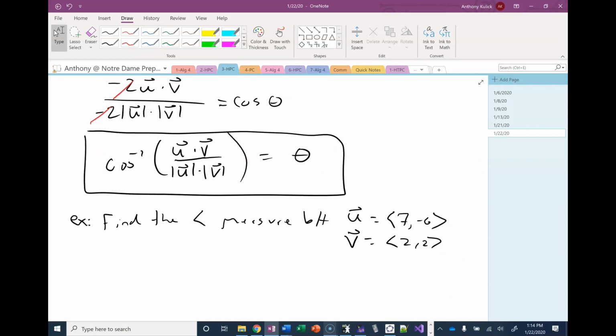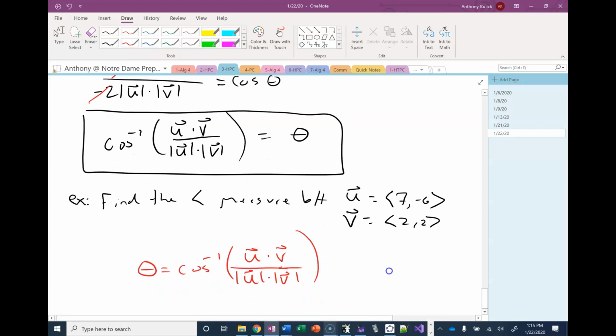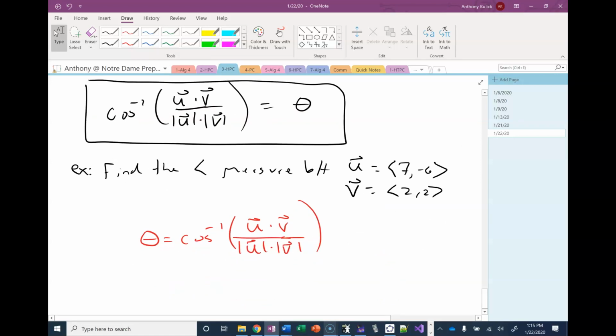So if I want the angle between two vectors, we're going to use this formula that we just developed. Find the angle measure between vectors u and v. Sure, you can use whatever shorthand you want to use.